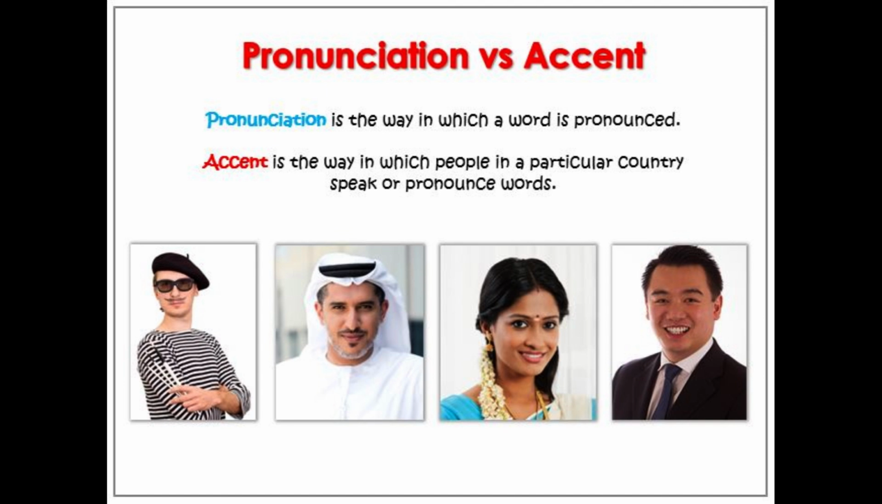Before we begin to talk about pronunciation, we must first understand the difference between pronunciation and accent, because there seems to be a lot of confusion between these two concepts. The first is pronunciation. Pronunciation is the way in which a word is pronounced. For example, table. You cannot call a table "tabble" just because you feel like it. That is a mispronunciation. That is an incorrect pronunciation of an English word. So we cannot take liberties in pronouncing or mispronouncing words as per our desire. We have to pronounce English words in a certain way.